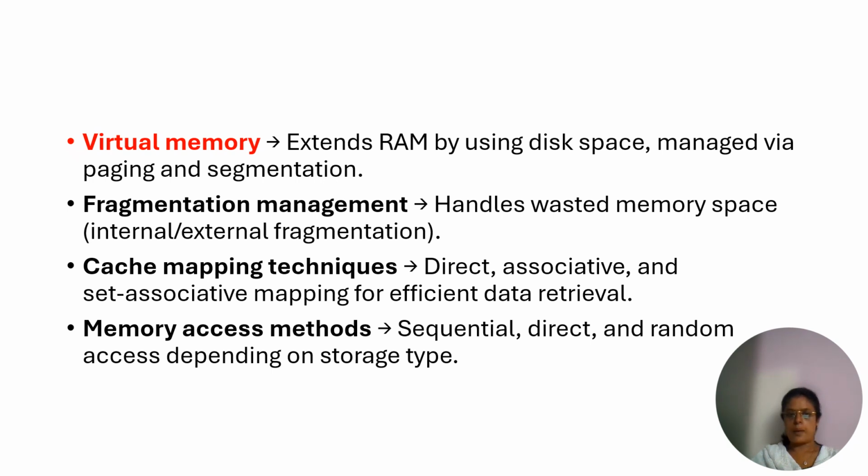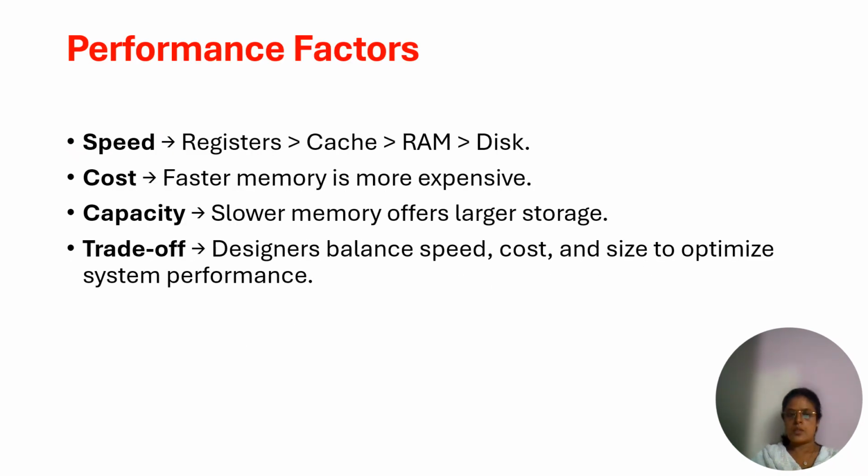Next are cache mapping techniques and memory access methods. Cache mapping techniques are direct, associative, and set associative mapping for efficient data retrieval. The memory access methods are sequential, direct, and random access, depending on the storage type. Next are performance factors. There are four parameters that affect performance: speed, cost, capacity, and trade-off.